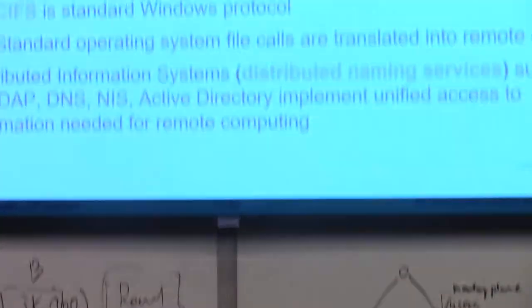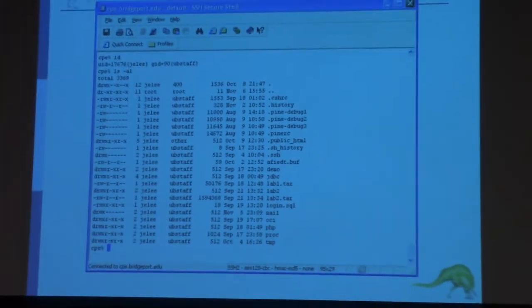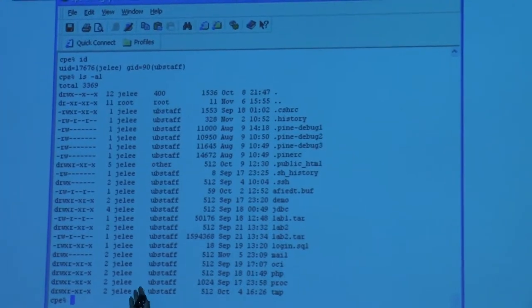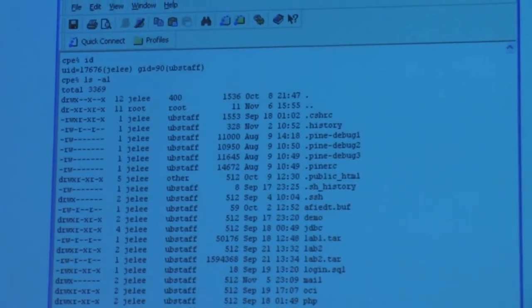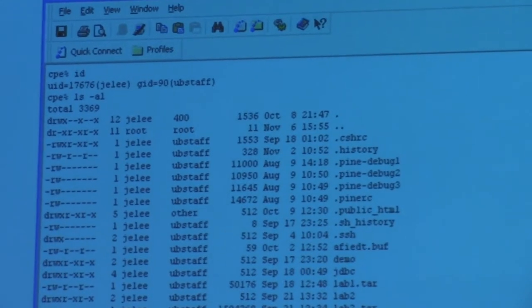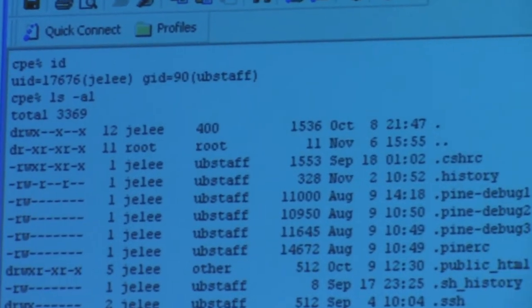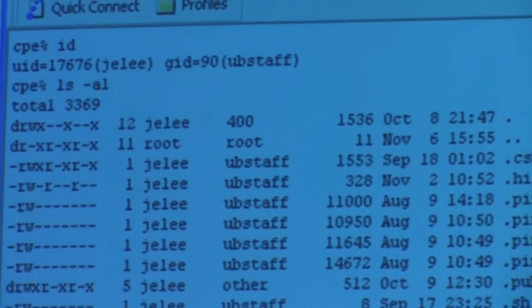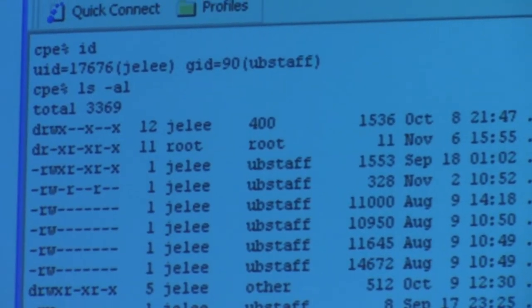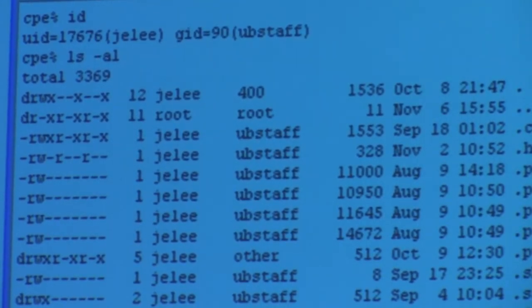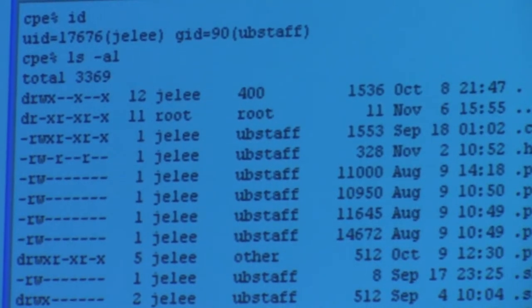Because of that, for example, when you list all the files with all the information, you can see the first column is for how many bits? How many bytes? 1, 2, 3, 1, 2, 3, 1, 2, 3, plus 1. So there are a total of 10. The first letter indicates whether this is a directory or not.